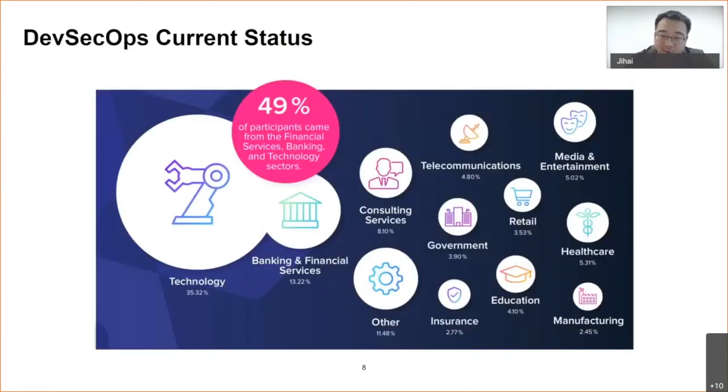Okay, the first one shows the demand or interest for DevSecOps from different industries. You can easily see almost half of the demand comes from the technology and financial industries. So in these two big areas, they have more interest and more demand for DevSecOps.